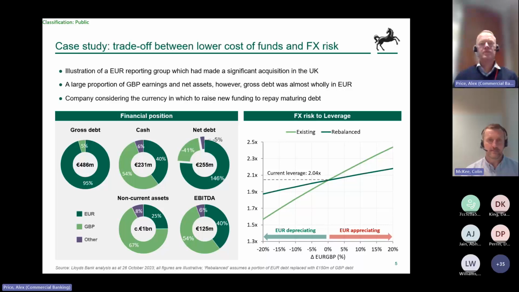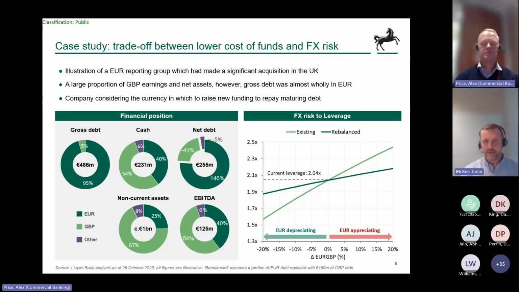So if we look at the similar pie charts, again, the first point is the size. I guess the gross debt is give or take 500 million euros in this case, so much smaller than the previous example, and that debt is very heavily skewed towards euros at 95%. The company has a lot of cash, but a significant portion of that cash, the majority in fact, is sitting in sterling for various reasons about expanding the sterling balance sheet and trying to grow the sterling business.